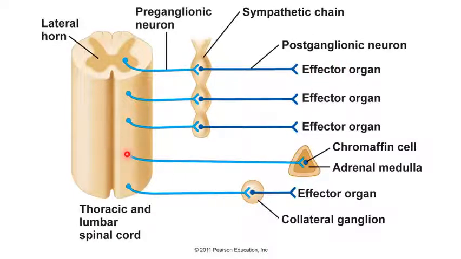And then the final case that we haven't really seen illustrated yet is that you have a preganglionic neuron in the spinal cord whose axon travels directly to the adrenal medulla and synapses onto specialized cells in the adrenal medulla. Those cells are actually called chromaffin cells. They respond to neurotransmitter released by the preganglionic neuron's axon, and then they release epinephrine or adrenaline in response as a hormone.